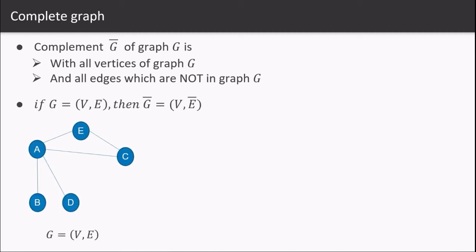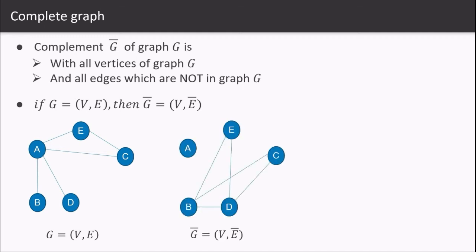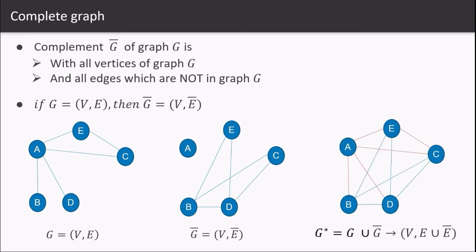So let's say this is our graph G consisting of 5 nodes, and this is the complement of the graph G. Now, a complete graph is the one that is created by taking the union of the graph G and G prime, shown on the right, where we can see that every pair of vertices is connected and every two vertices have a direct link between them.